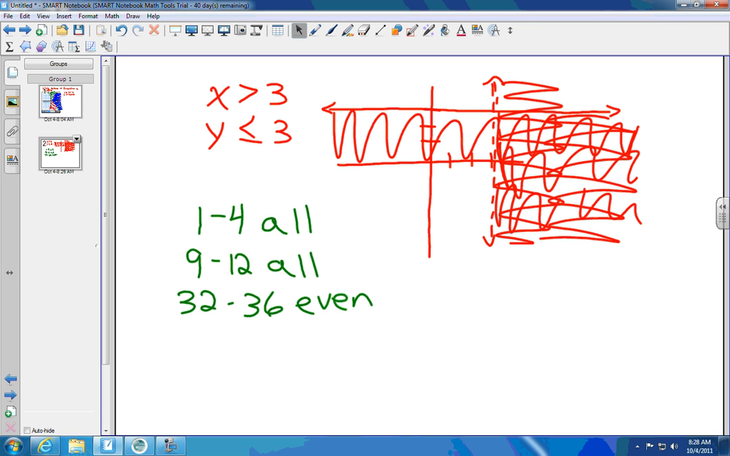Now look over at the next page, page 134. Those last two problems have 3 lines. You do the same thing, you're just going to have 3 lines and a really dark region.